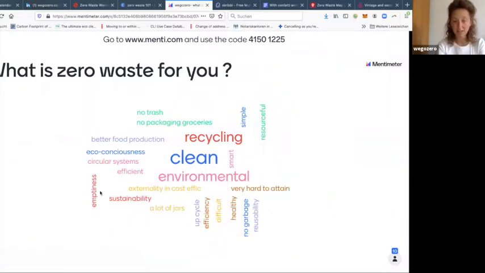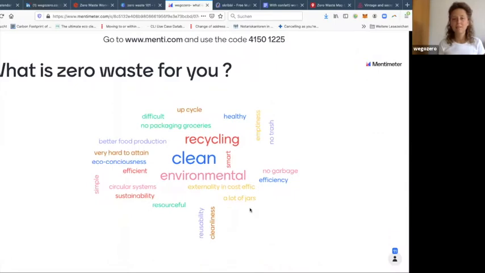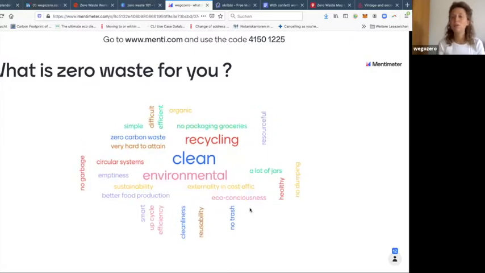All right, emptiness is also interesting. Externality in cost efficiency, I guess. Sustainability, resourceful. One sentence just caught my attention, and it is very hard to attain. And this is a thing that many people think, that zero waste is almost impossible. It's hard to access. It's very complicated. It costs a lot of money. And this is where I want to clean up a bit and remove those myths from people's minds. Because, in fact, it's not that hard to attain. And today I want to show you how easy it is to go zero waste.